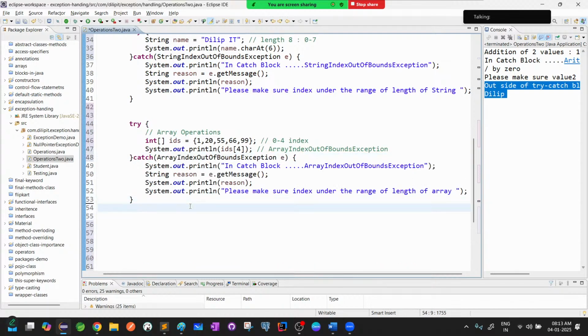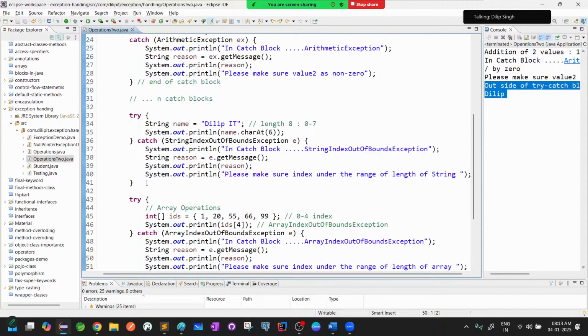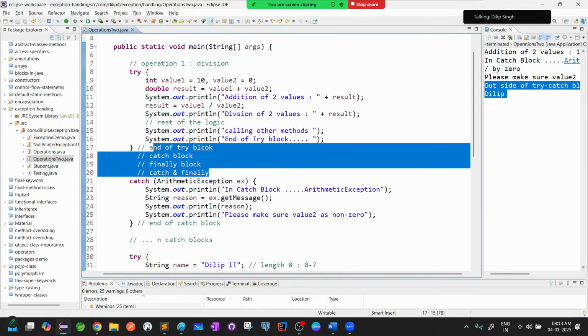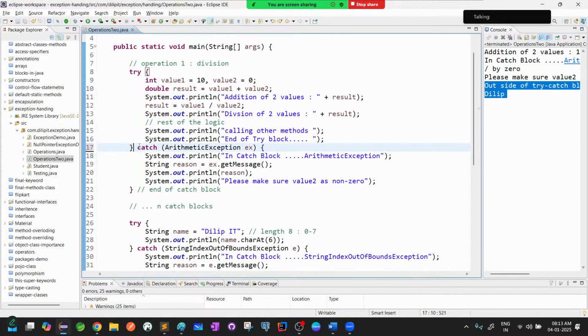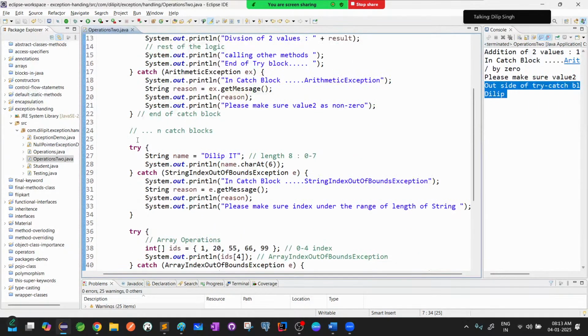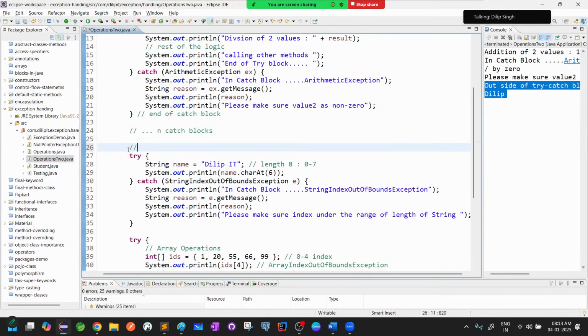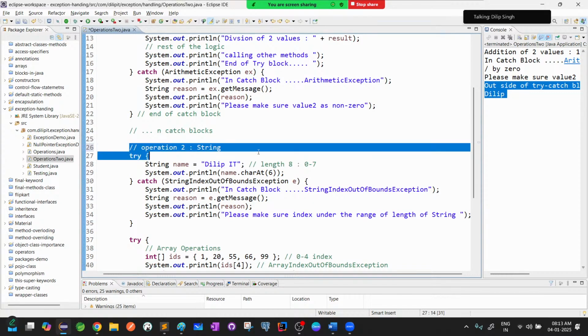Now understand the overall logic, what I did. So I'll remove this one also. Yeah. So now understand the logic, what will happen. Operation 1 is division. Operation 2 is, point of view, some string operations I am doing. Operation 3, point of view, array operations I am doing. Something like that.